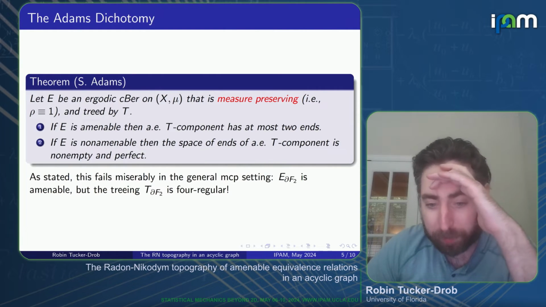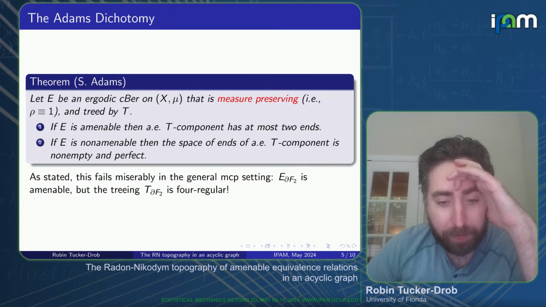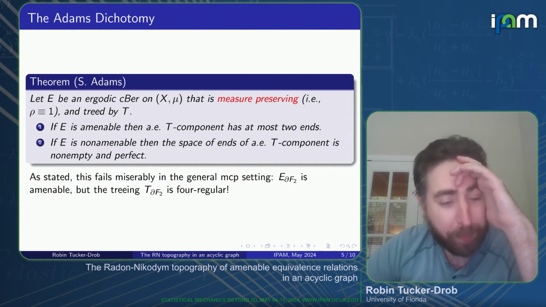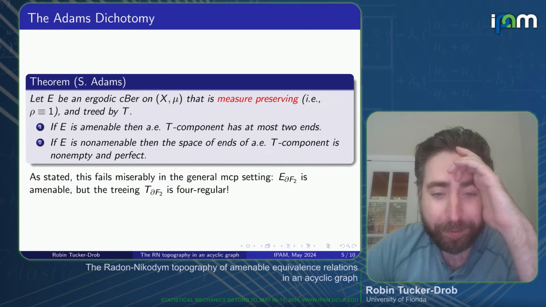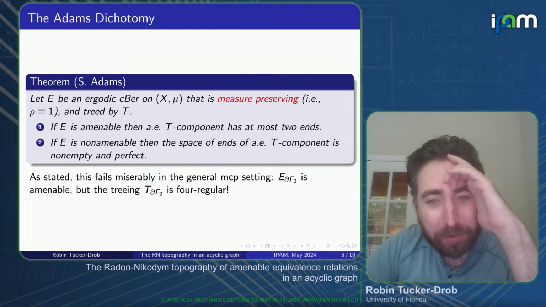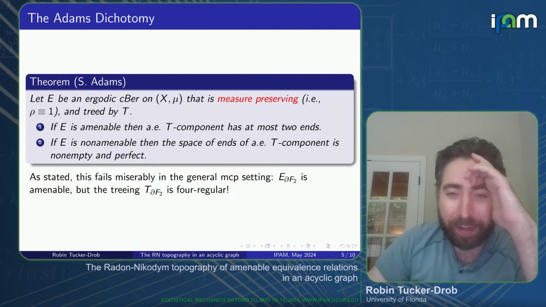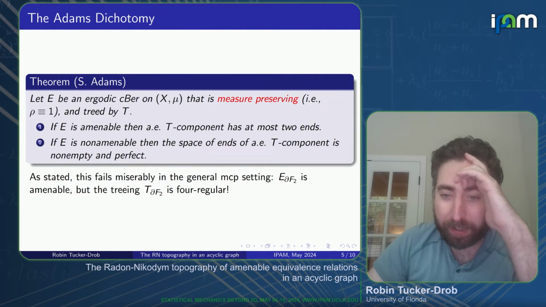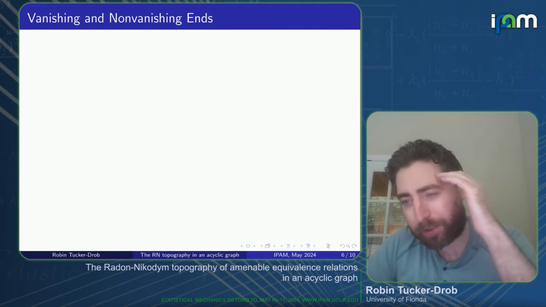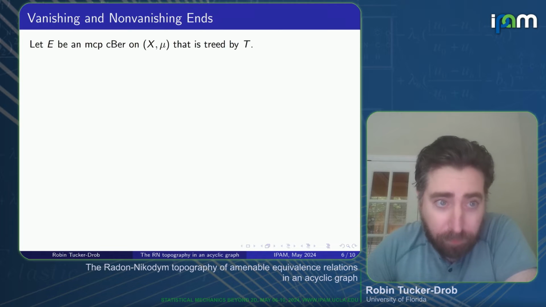It seemed like, okay, the theory doesn't go any further, and that's what I thought for a long time. And then Anush and I realized, wait a second, if you look at things a little bit differently, then you can actually generalize this to the measure class preserving setting. But for that, we need the notion of a non-vanishing end, vanishing and non-vanishing ends.